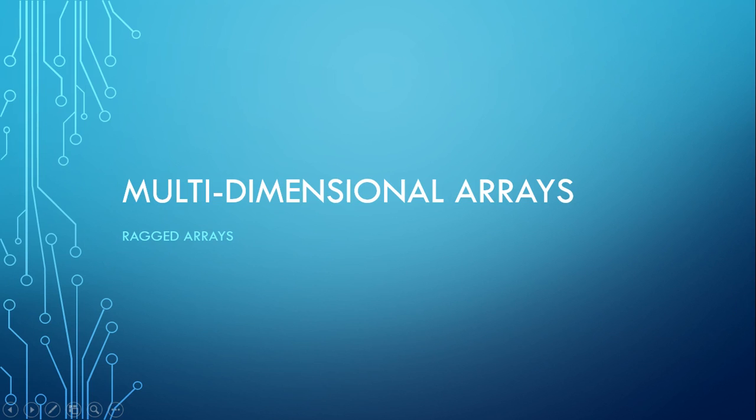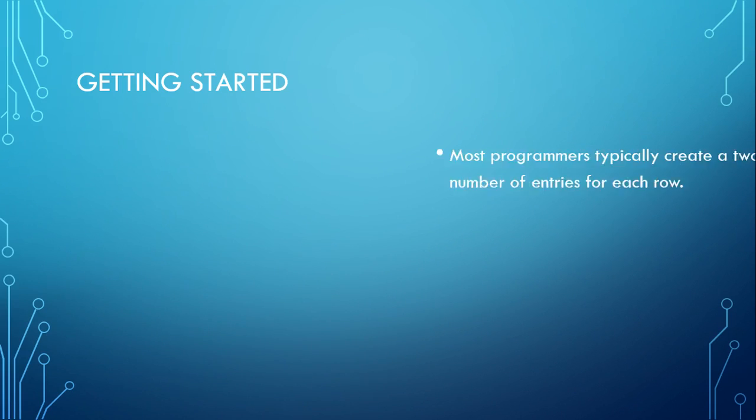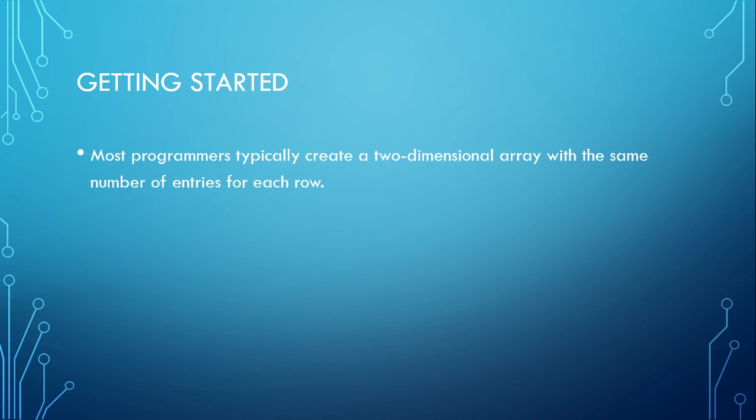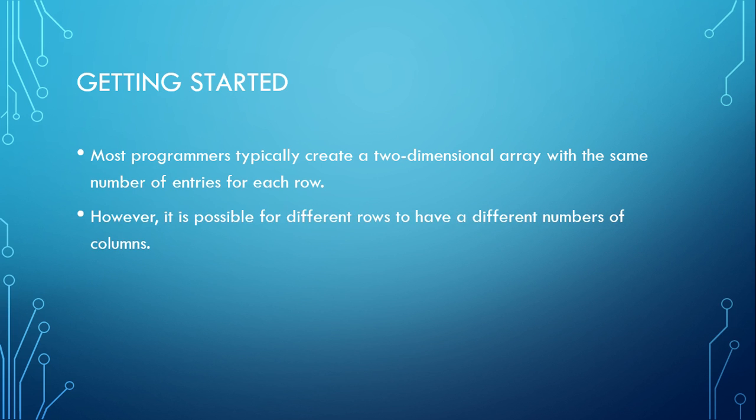And welcome back, students. We are now discussing, as a part of our multidimensional array approach, the concept known as ragged arrays. So getting started, most programmers, when they create two-dimensional arrays, typically have the same number of entries for each row. So let's say you make an array with something as simple as 2, 3 for your index values.